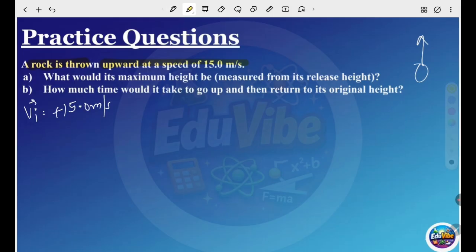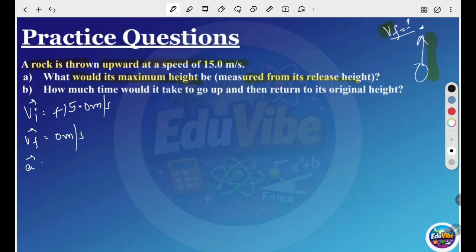And we have to determine the maximum height, which we measure from the release height. When we release from here, what is the maximum height from this to this? We have to find that maximum height. At the maximum height, the final velocity, which they don't mention, is 0.